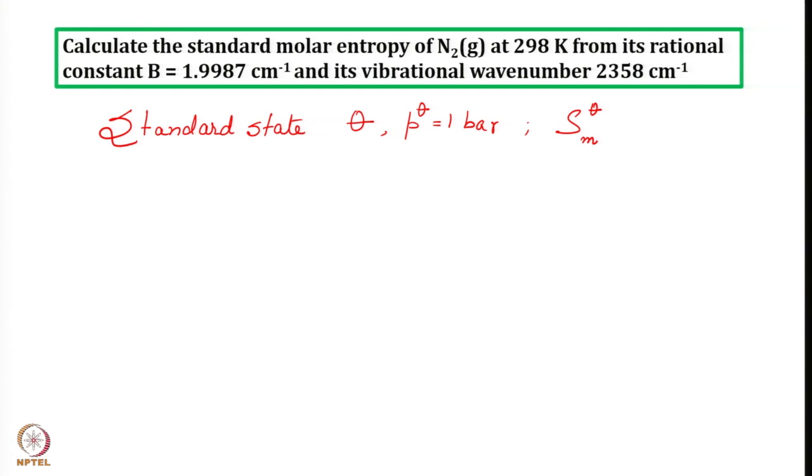The question says that you calculate the standard molar entropy from the given values of rotational constant and vibrational wave number. So, therefore, we need to find out such a connection. Obviously, we need to connect entropy with the molecular partition function. So, we know that entropy is equal to (U minus U0) by T plus k log Q.